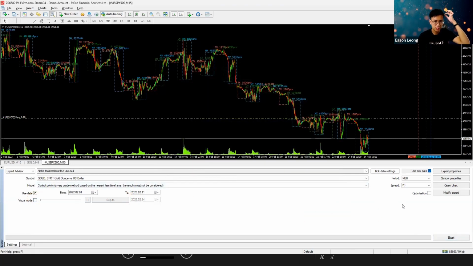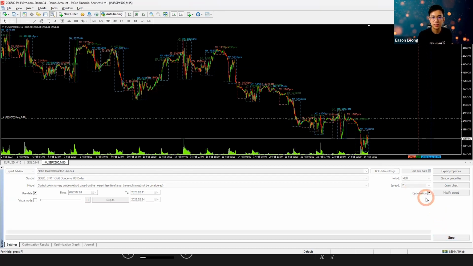Now, what I'm doing here is that I would like to find the best moving average value, the fast line and slow line, find it automatically for me, and then automatically find the best take profit and best stop loss for me. Then I can just get the setting from there. So right now I would like to do optimization. Then I click start. Optimization means find the best setting for me.